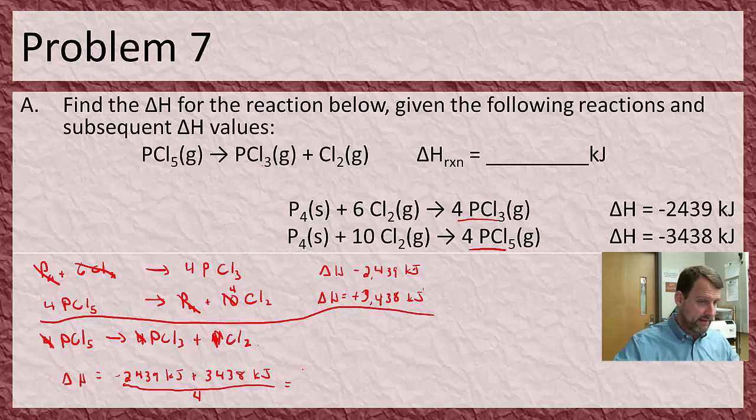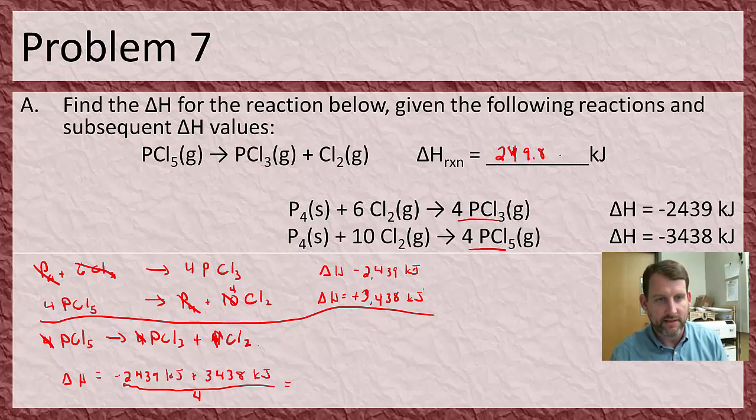I haven't done this math yet, so let's punch it in real quick. So we're going to look at negative 2439 plus 3438 divided by 4. We get an answer of like 250. I have 4 sig figs, so 249.8, 49.8 kilojoules for this reaction.